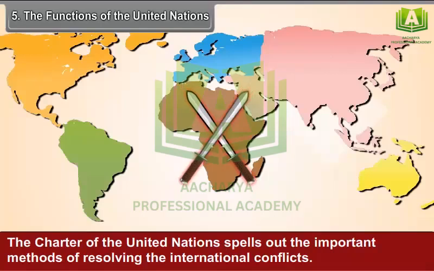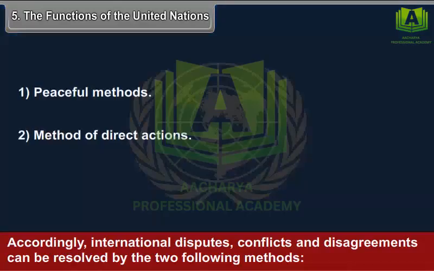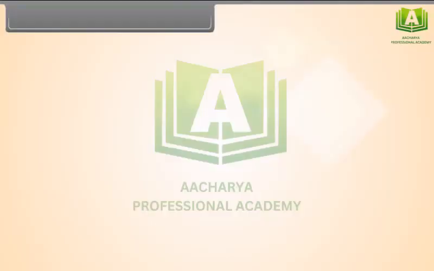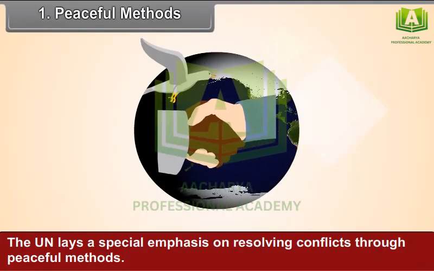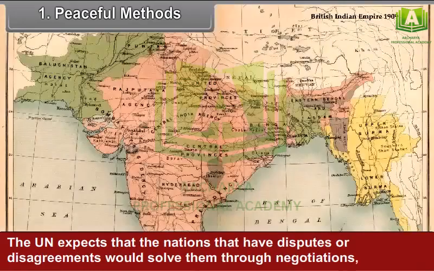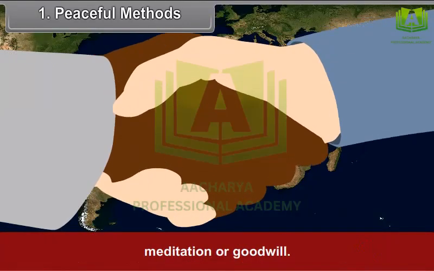The Charter of the United Nations spells out the important methods of resolving international conflicts. Accordingly, international disputes, conflicts and disagreements can be resolved by the two following methods. 1. Peaceful methods. The UN lays a special emphasis on resolving conflicts through peaceful methods. The UN expects that the nations that have disputes or disagreements would solve them through negotiations, mediation, or goodwill.